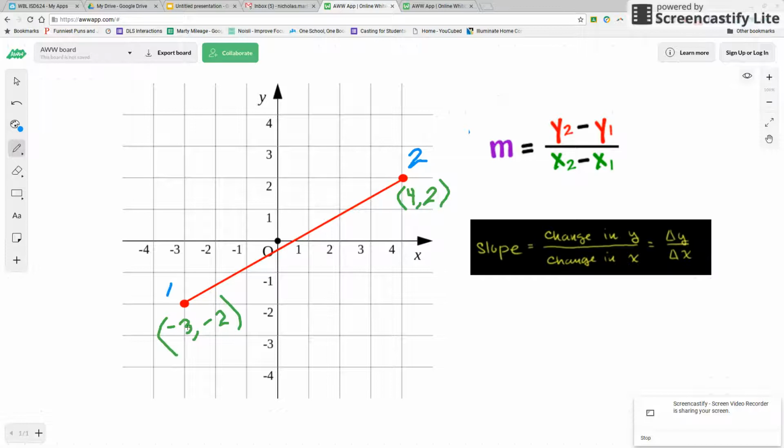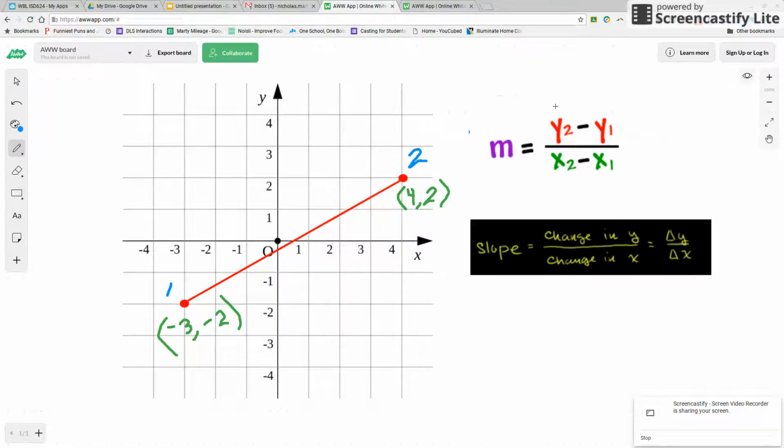So you can see I put my coordinates already in here. My first point is -3, -2. It's -3 for its x, because it's -3 left or right, and -2 for its y, because it's -2 down. Our second point is 4 over, 2 up, so its x coordinate is 4 and its y coordinate is 2. So let's start plugging numbers into this equation to find our slope.